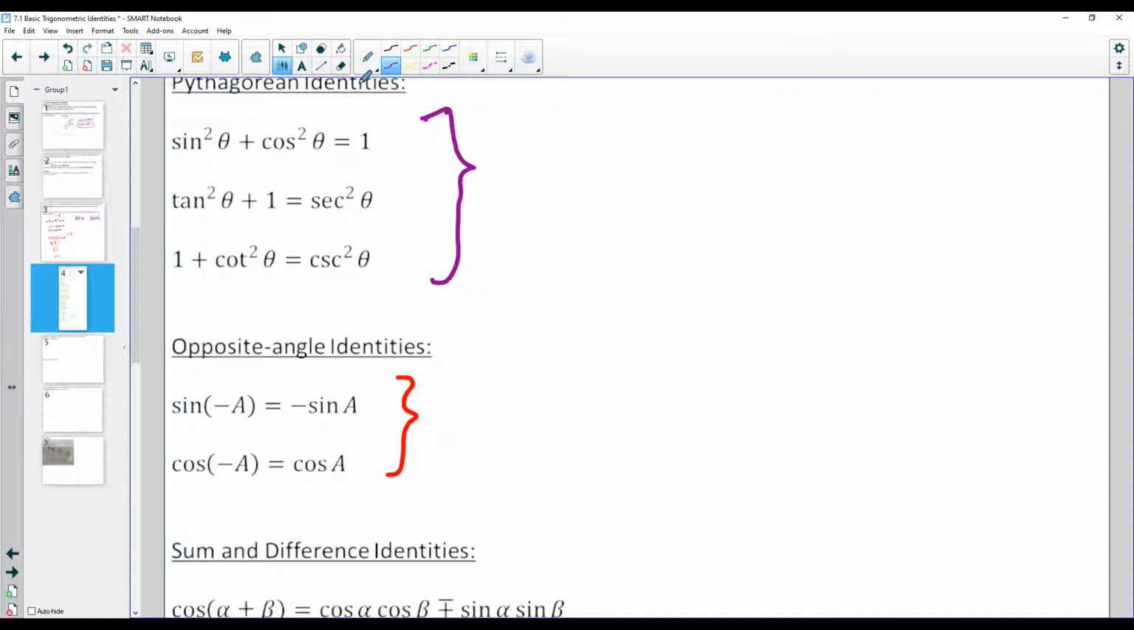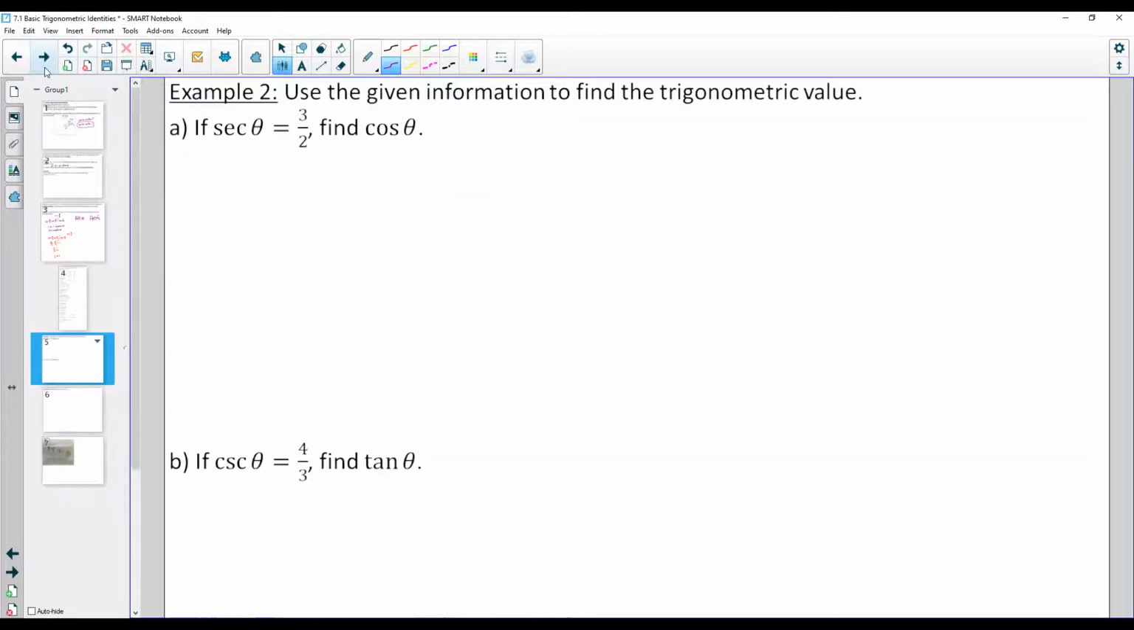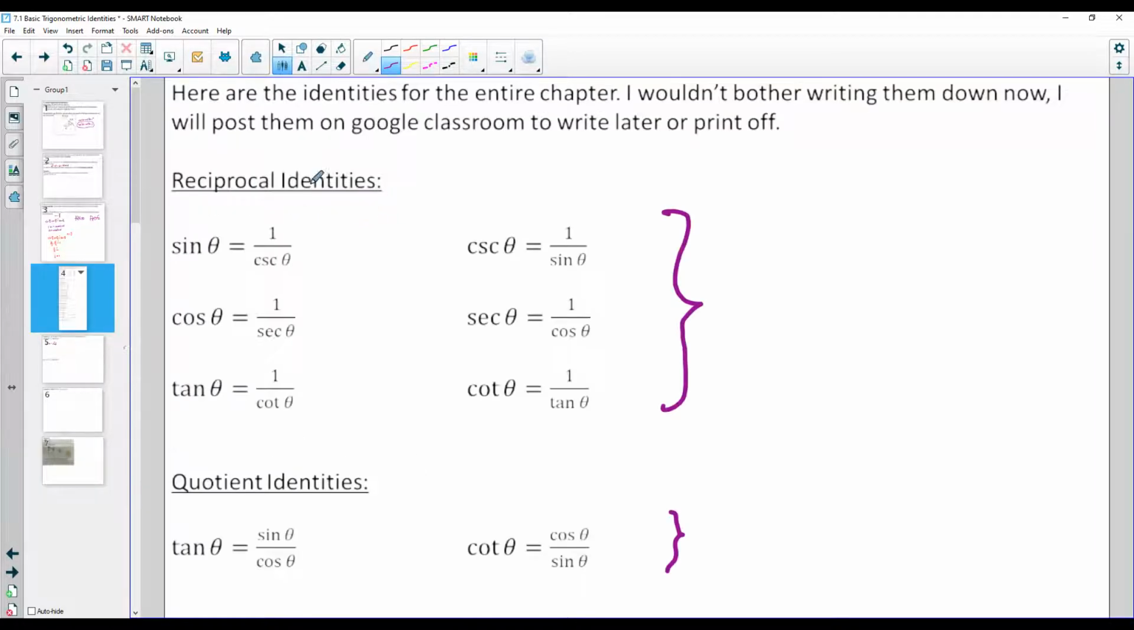Okay, so use the given information to find the trig value. We've kind of done these before, but we're going to do them a different way now. So if I have secant of theta equals 3/2, find cosine of theta. Well, I want something that's going to involve secant and cosine. Luckily, I already know that cosine of theta is 1 over the secant of theta. Right? There's something that involves both of those.